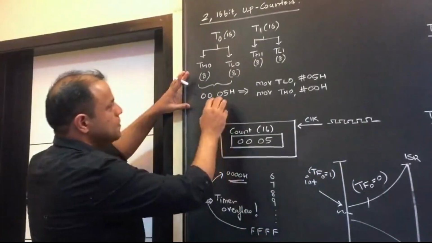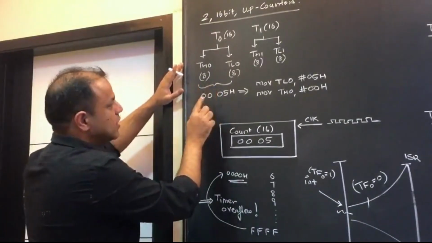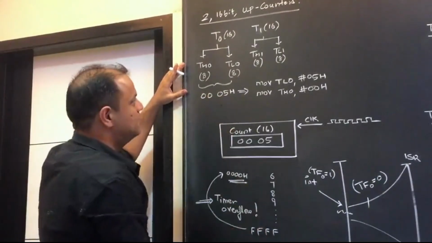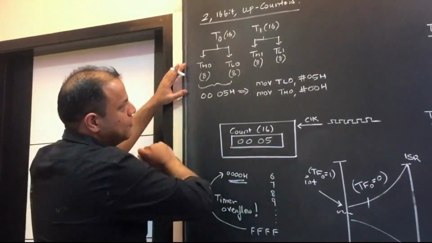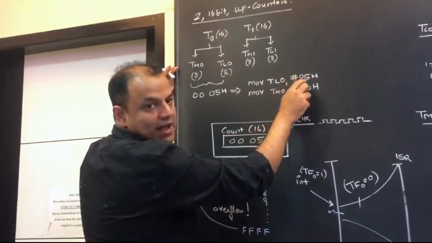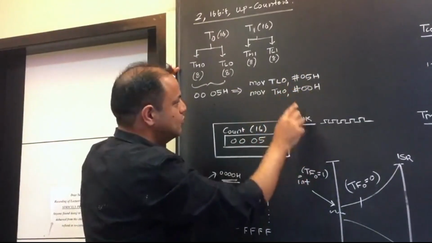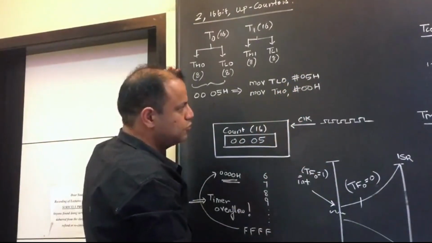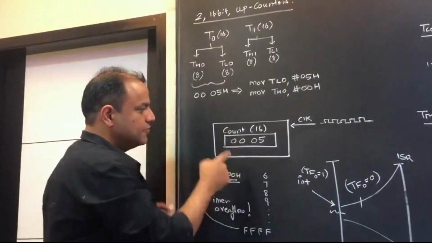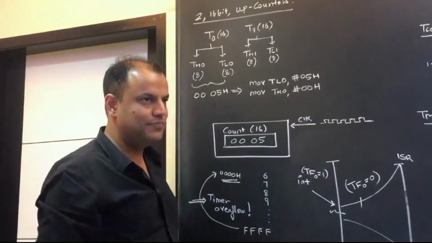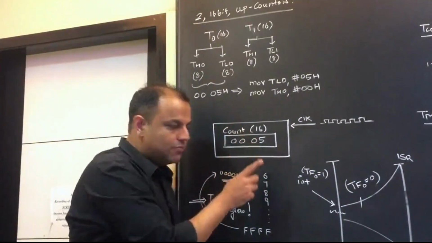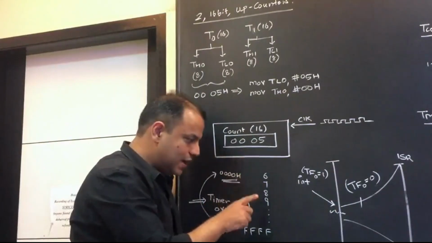Let's go ahead. The first thing we have to do is load a count. Suppose I want to load a count of 0005. 0005 is a 16-bit number, loaded into these two registers: 05 in the lower byte, 00 in the higher byte, by instructions like MOV TL0, #05 and MOV TH0, #00. I'm sure you know what the hash is, and everybody has seen addressing modes by now. So you're loading the count 05 and 00. You have given your count. I've told this timer to count from 5. As you know, it is an up counter, so it will become 6, 7, 8, and so on.